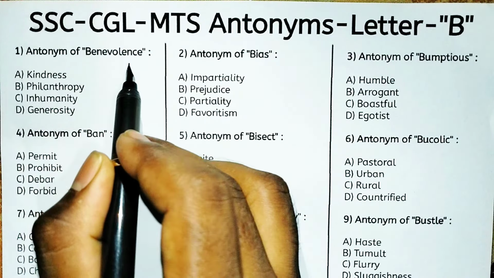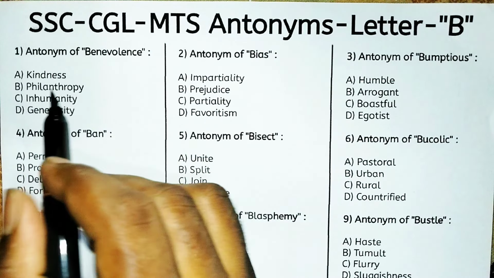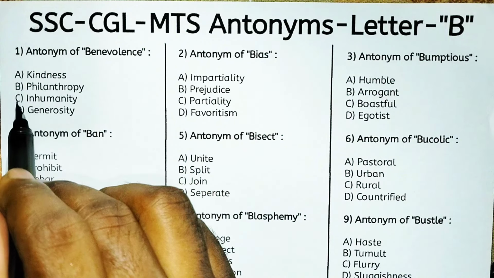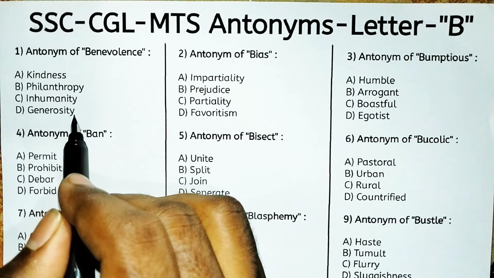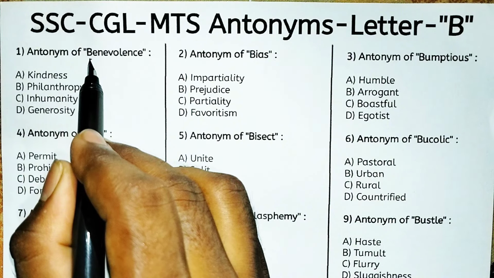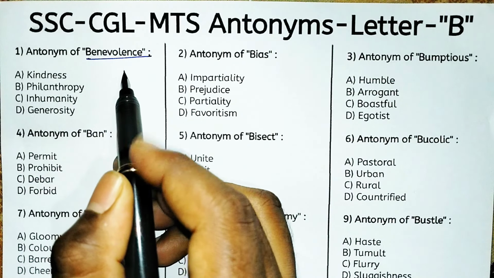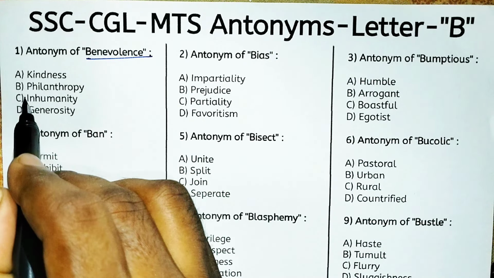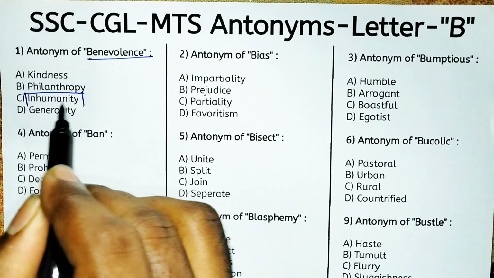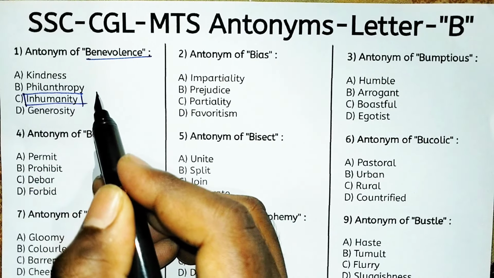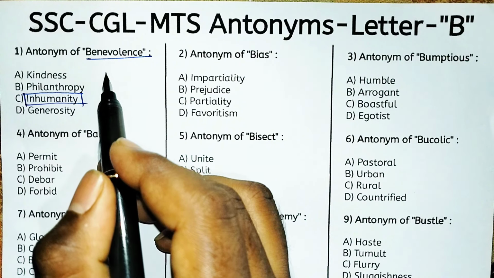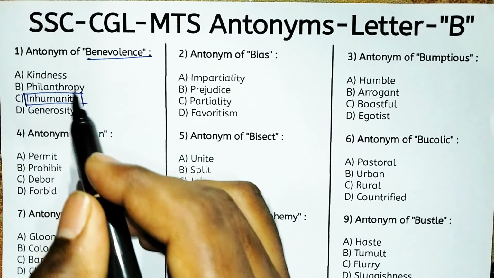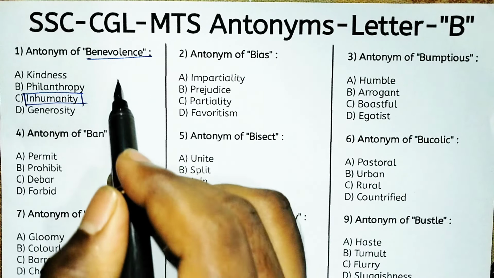antonym of benevolence. So look at the options. Option A, kindness. Option B, philanthropy. Option C, inhumanity. Or option D, generosity. So look, antonym of benevolence is option C, that is inhumanity. So look, what is the meaning of benevolence? So benevolence means someone who is very helpful, or you can say kind.